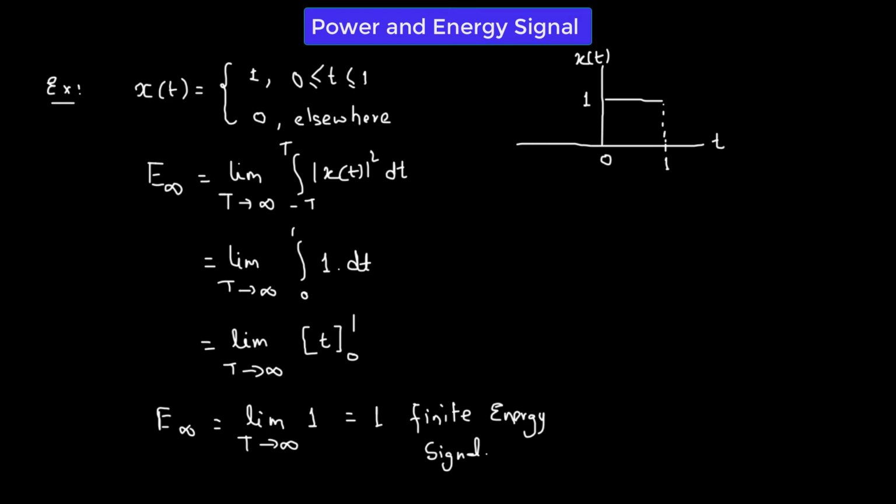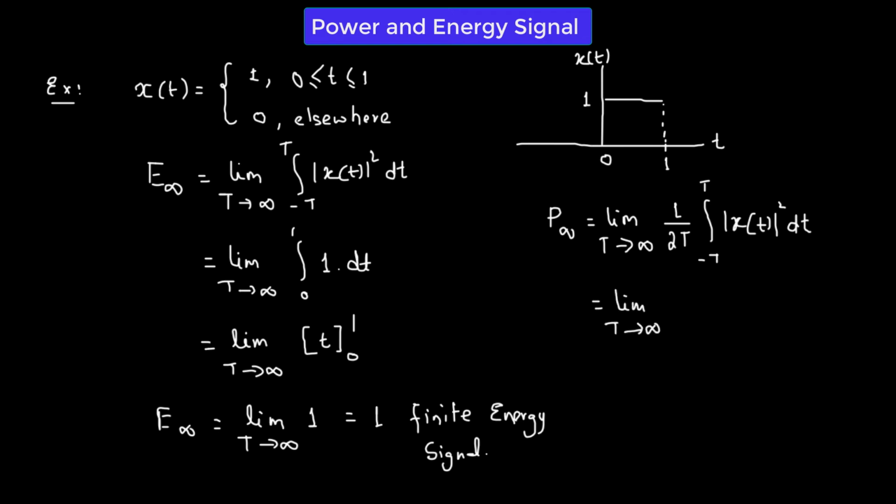Now let's try to find out what the average power value of this particular signal is going to be. So we have P infinity equals the limit as t goes to infinity of 1 over 2t, this is the average power that we're talking about, times the integral from negative t to positive t of the absolute value of the signal squared, dt.